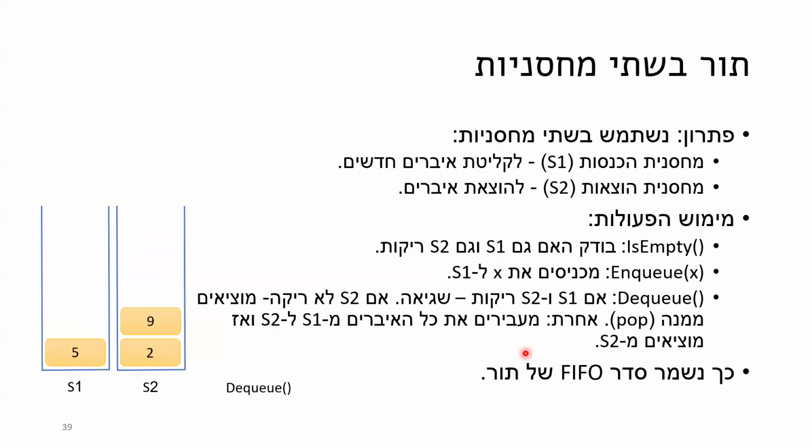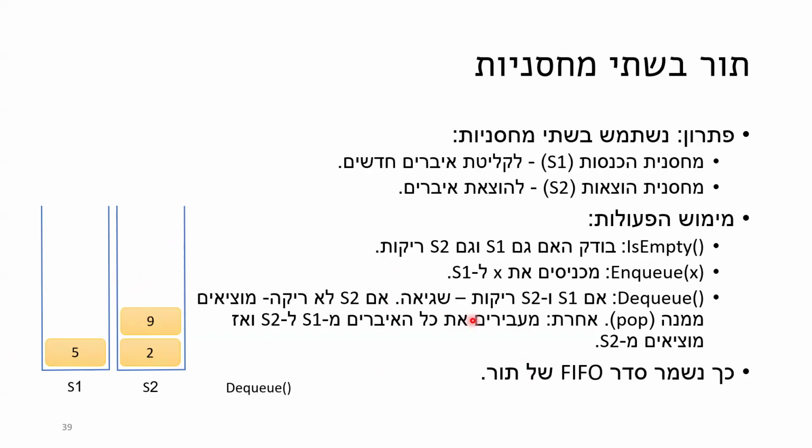And you can see that 5 was the first element that we inserted into our queue. Therefore, it also has to be the first that is dequeued from our data structure. And therefore, we have first in, first out, because the first one in was also the first one out.